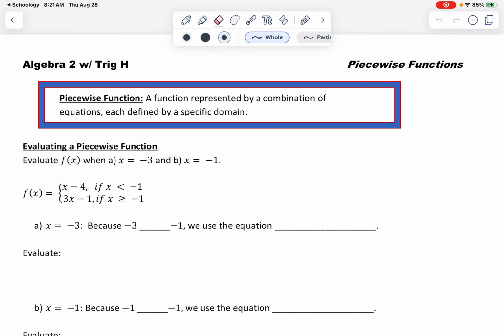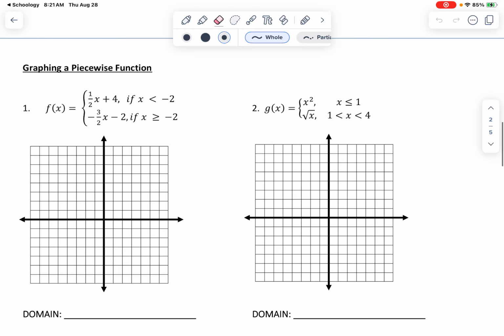All right, welcome to our notes on piecewise functions. So first off, we have to talk about what is a piecewise function. So I'd actually like to start by looking at these two piecewise functions right here. So both of these are piecewise functions.